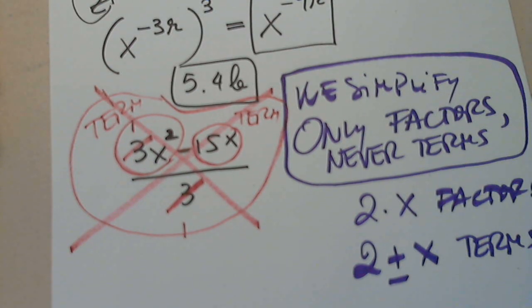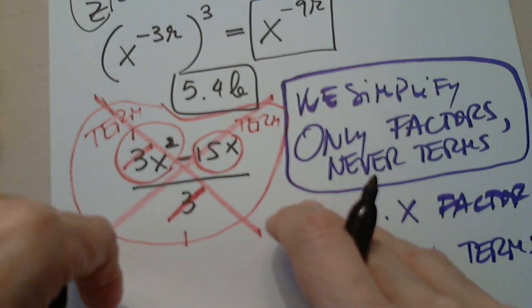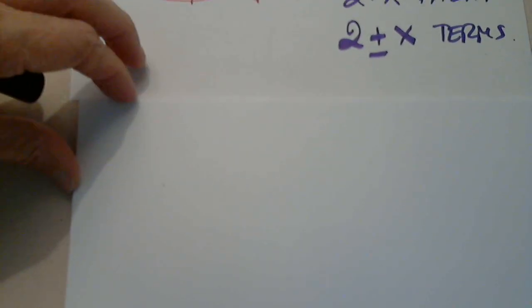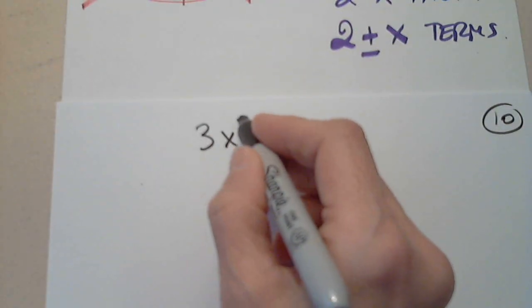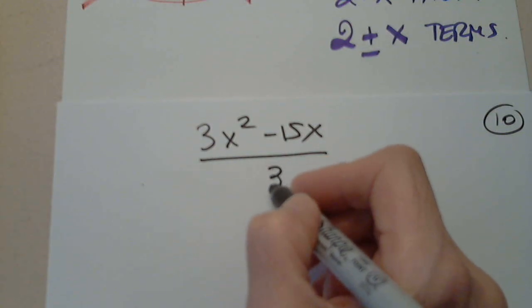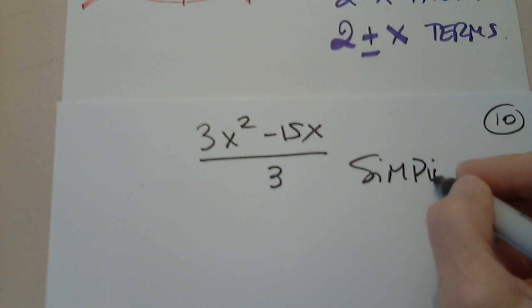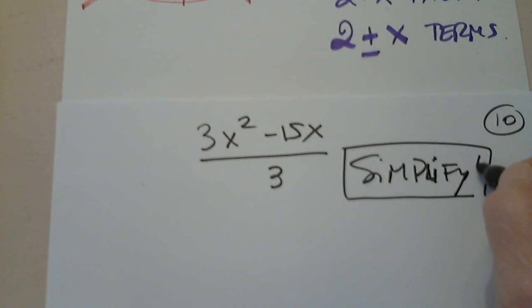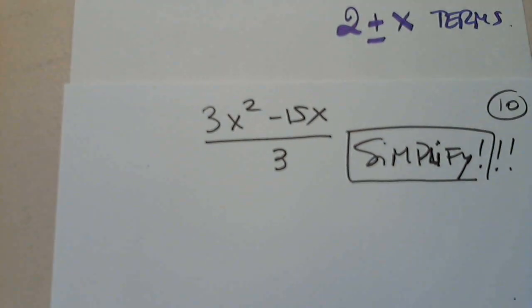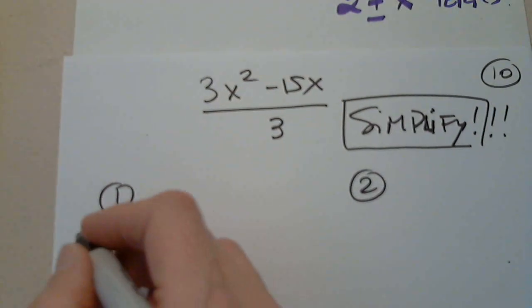I have two options. I'm going to move on to the next page with the same problem. Okay, so I'm going to copy that. 3x squared minus 15x divided by 3. What is the question here, first of all? Simplify. This is the question. Okay. Option number 1 and option number 2. They have to give us the same answer.